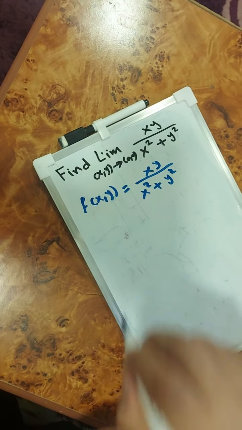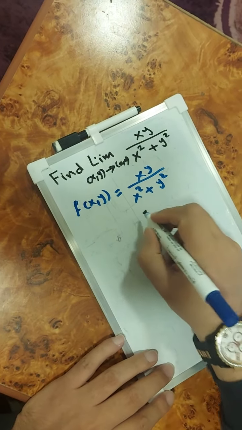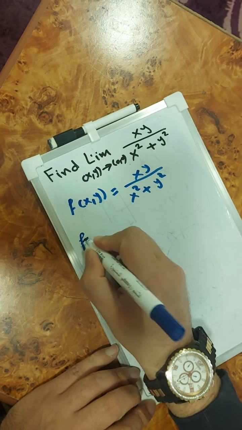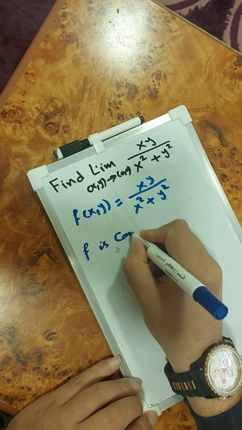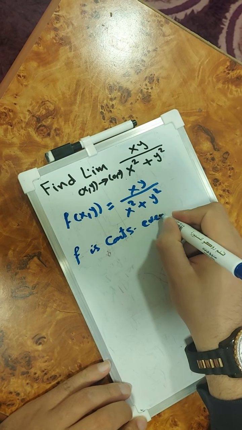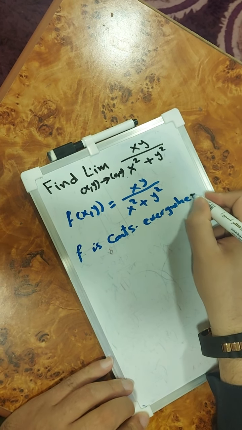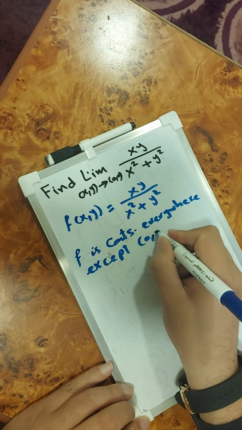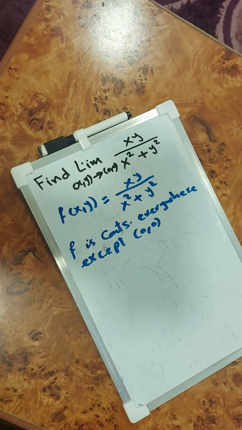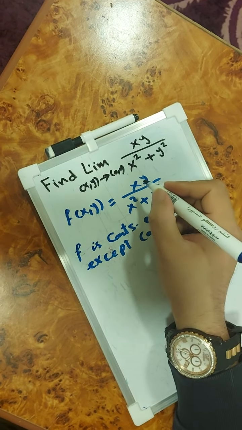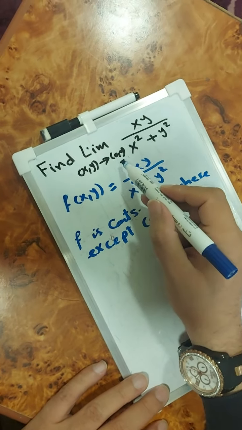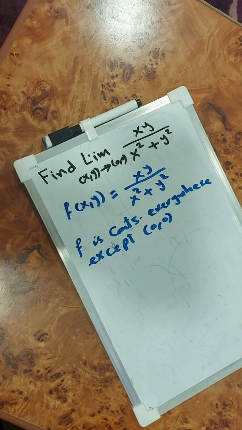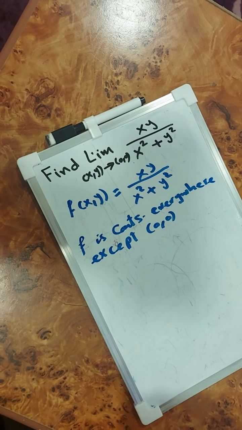This function is continuous everywhere except when x equals 0 and y equals 0. It is clear that this function f of x y is continuous everywhere except the origin point, (0, 0). But the challenge in this problem is to evaluate the limit at the origin point itself, (0, 0). So this is the challenge. Direct substitution is not valid here.